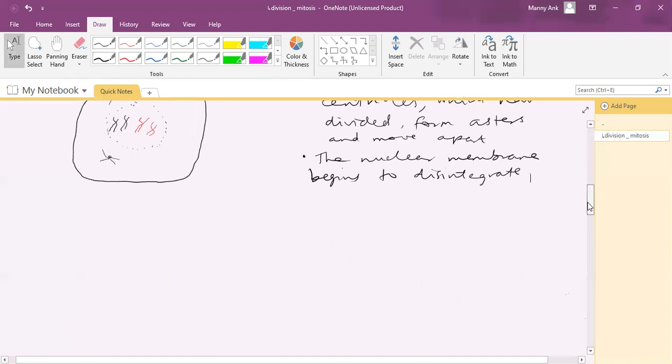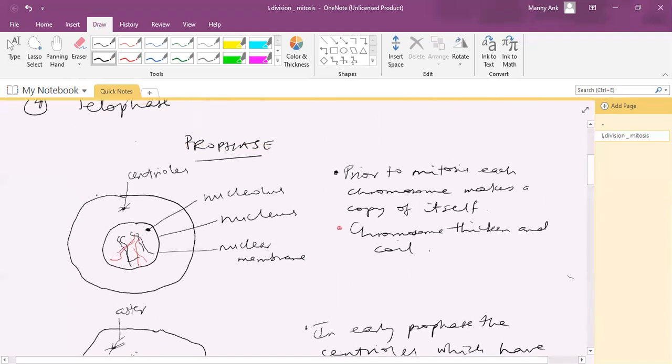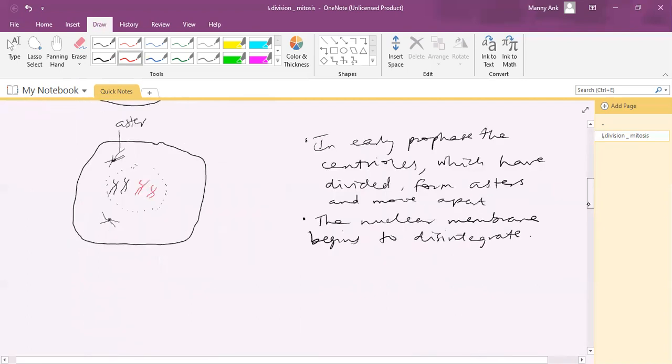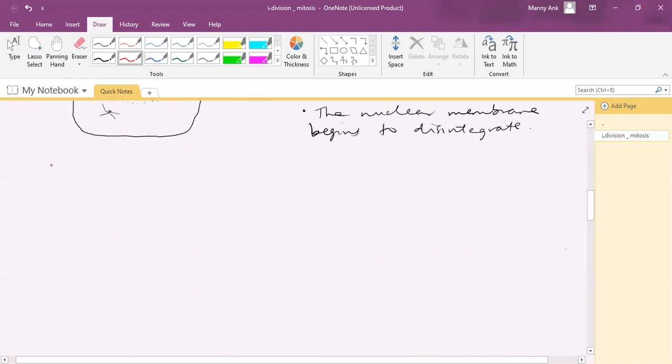Then in the late part of prophase, so let's look at the late prophase. So we can put here, let's write that early. Early part. And then this will be late prophase. Late prophase. What happens here?